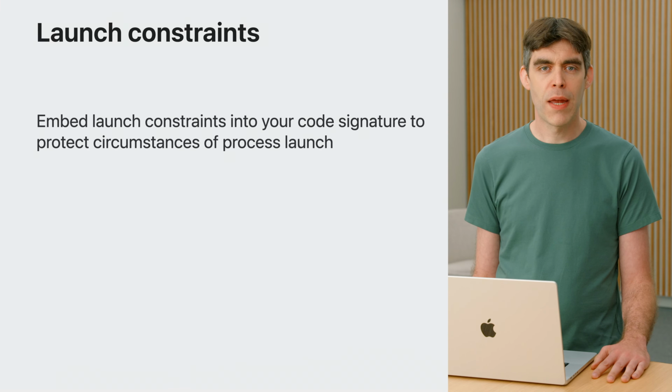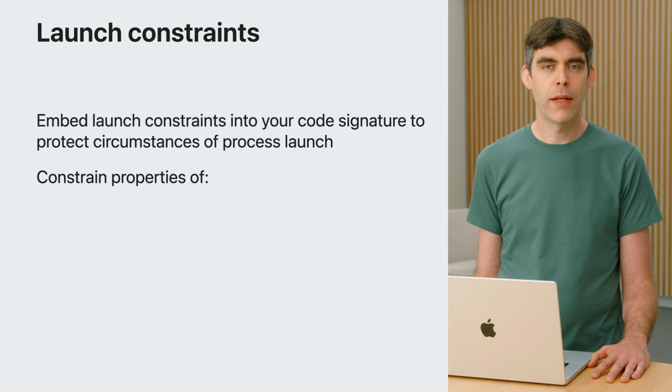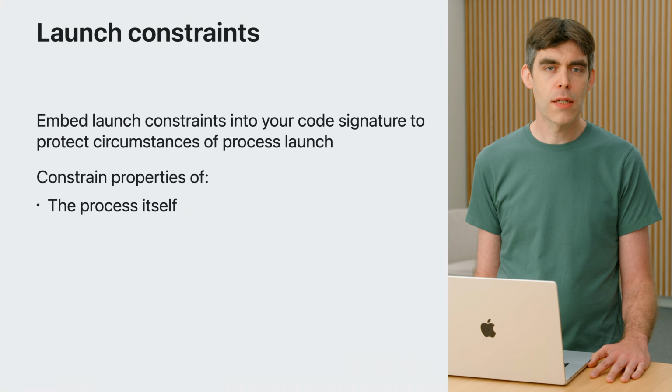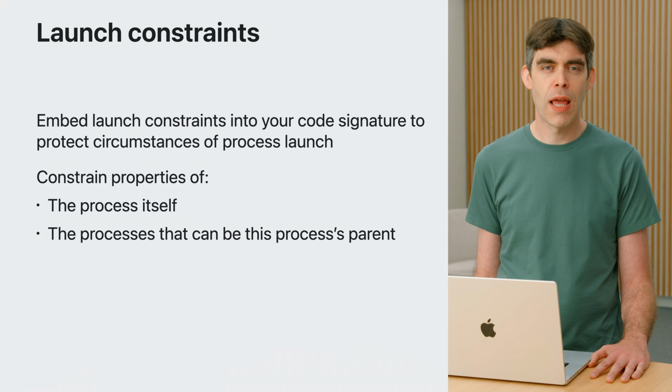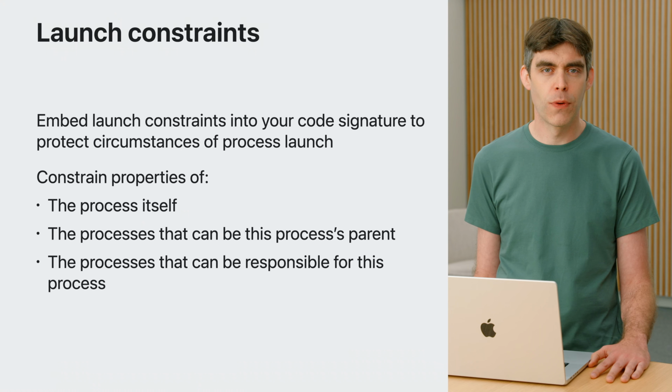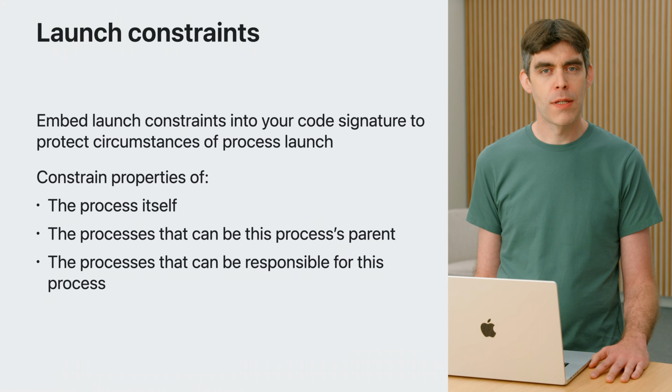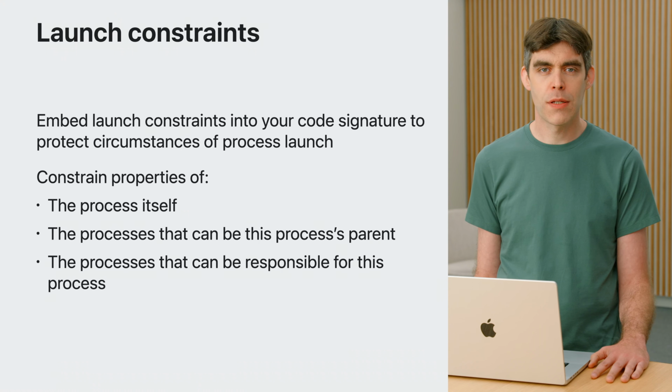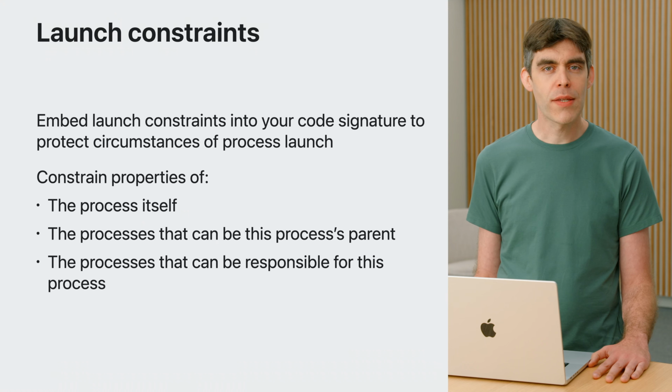Launch constraints are embedded into a specific binary and define either properties of that process, properties of the processes that can be its parent, or properties of the processes that can be responsible for it. We'll refer to these properties as self-constraints, parent process constraints, and responsible process constraints. You can apply all three to your binary or pick the ones that make the most sense. A process with an embedded launch constraint will not run if any of the required properties are not satisfied.